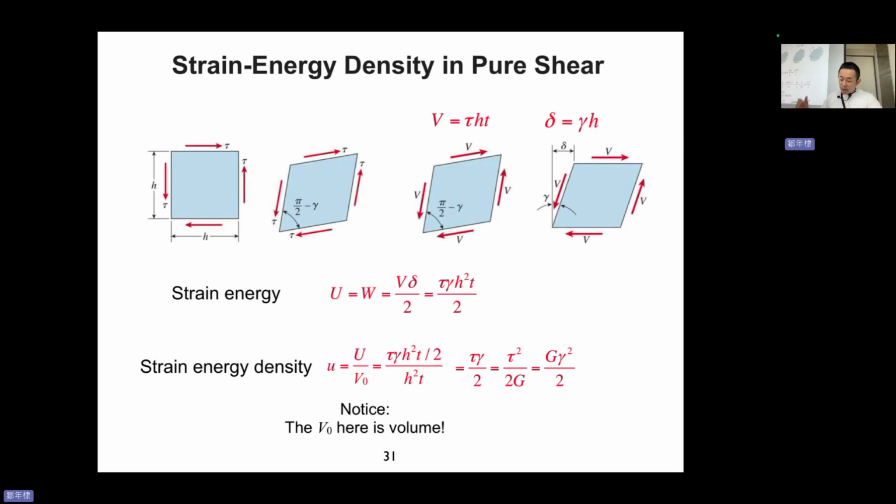Next one, again, we are going to obtain the strain energy density. So for strain energy density, you can see this is the standard stress element with pure shear. Okay, and you see this is positive. All right, and please allow me to make it 3D. All right, 3D.